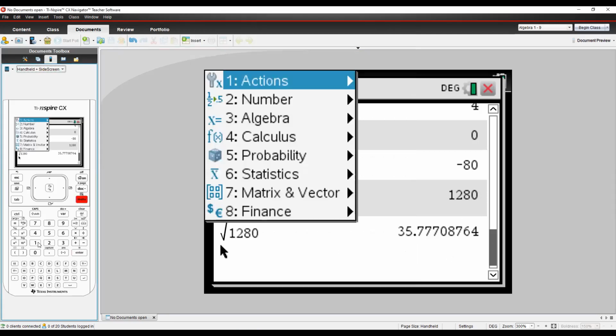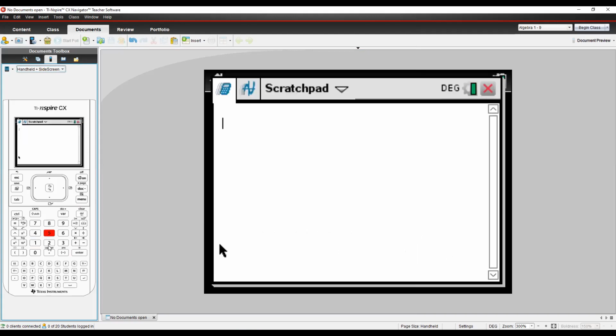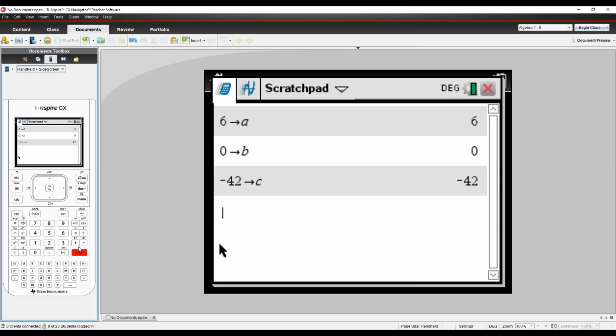So we've got to store first. I'm going to do menu 15, get rid of this. And then I'm just going to do 6, store into A. And then 0, store into B. And then a negative 42, store that into C. Press enter. And what do we have here? Now all we've got to do is go b squared minus 4 times A times C.